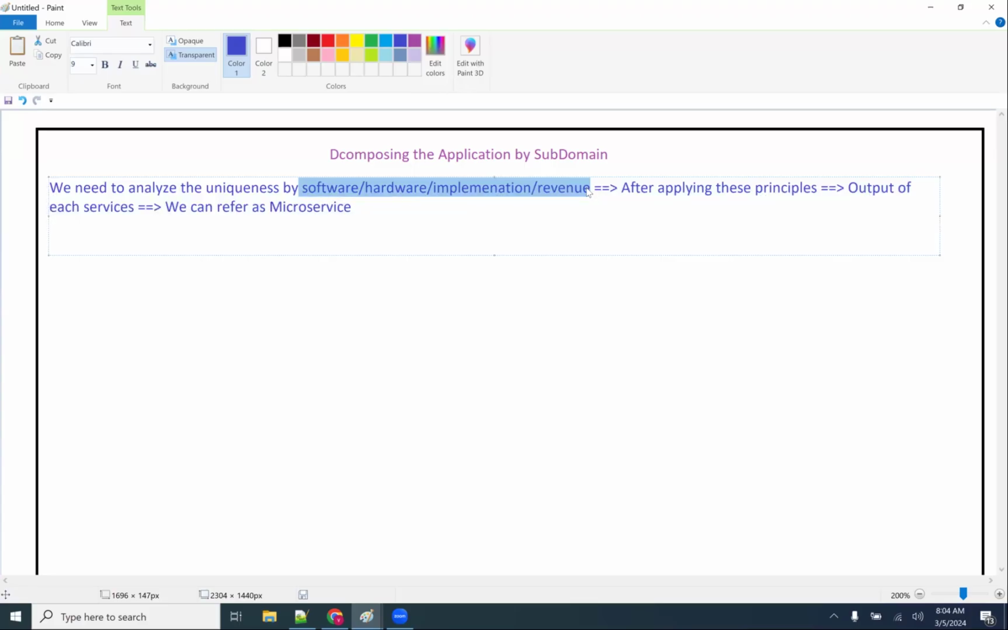Okay, a lot of people are not aware of this actually. When we are coming to a service, to a microservice, the design point behind this division is software, hardware, implementation, revenue. These are the top points, but some other points will be there, but that list will come with the business SMEs.